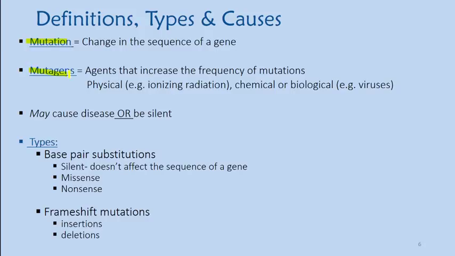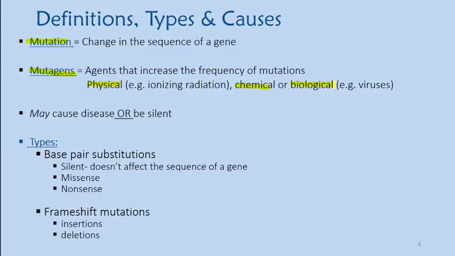A mutagen. This is an agent that's known to increase the frequency of mutation. Now, not all mutagens are considered equally potent, meaning that some are more likely to cause problems than others, and in lesser quantities potentially. But mutagens can be physical. An example is ionizing radiation, so an X-ray. They can be chemical. An example of a chemical could be formaldehyde and sodium nitrate, which have different potencies in terms of how mutagenic they are. And they can also be biological, such as certain viruses.